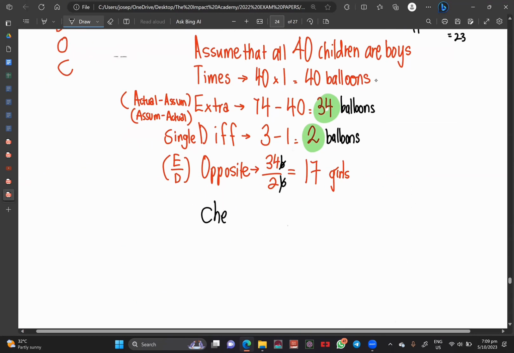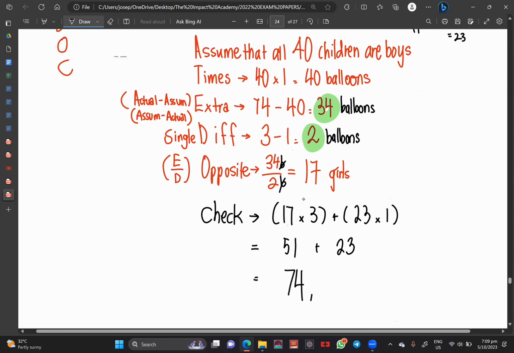C is to check. Okay, so if I have 17 girls, remember how many balloons? Each girl? 3. Correct or not? Plus, how many boys? 23 boys. How many balloons per boy? 1. Agree so far? Agree or disagree? Yes. Okay, 17 times 3, that gives me 51. Plus 23 times 1, that gives me 23. 51 plus 23, we get to an answer of 74.